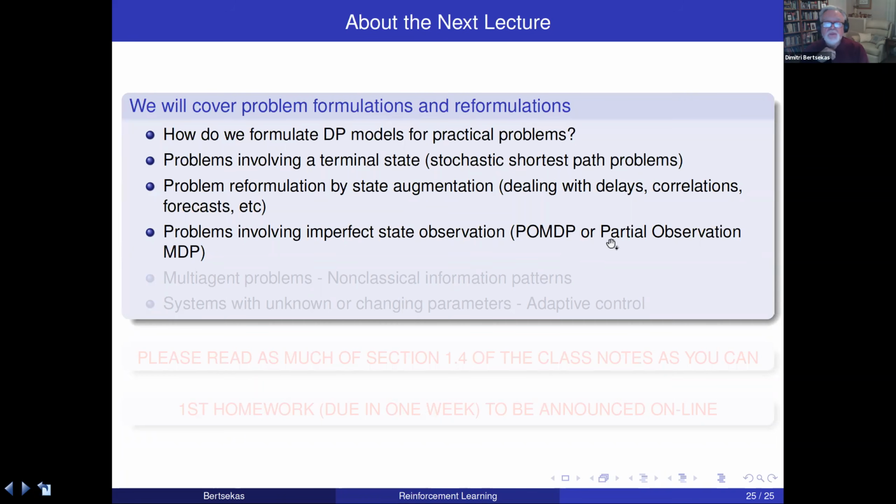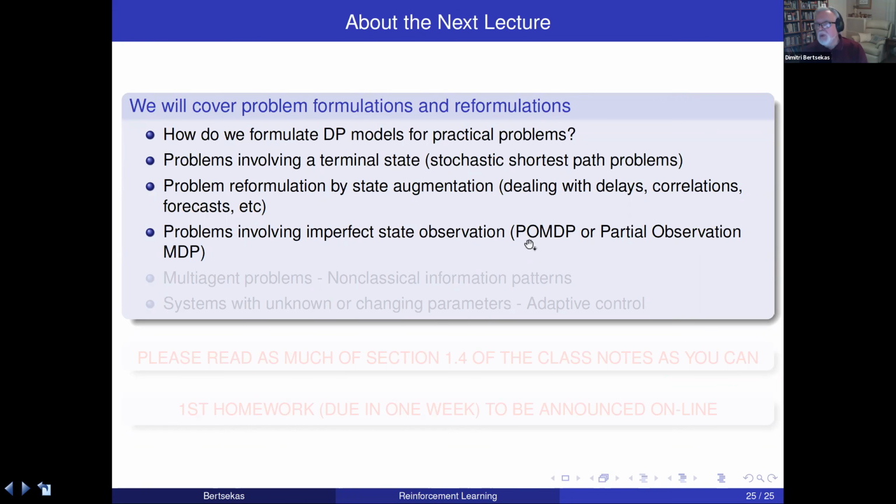Now, from a practical point of view, imperfect state information problems are much more difficult than perfect state information problems. Vastly more difficult. From a conceptual point of view, however, they can be reformulated into perfect state information problems by using a form of state augmentation, by passing into a different state, a so-called belief state, which is a probability distribution over the true states of the system.